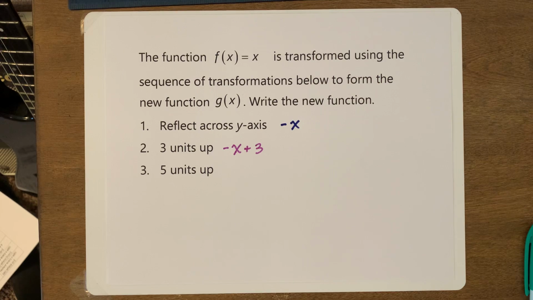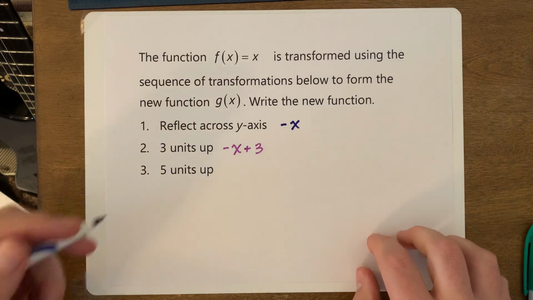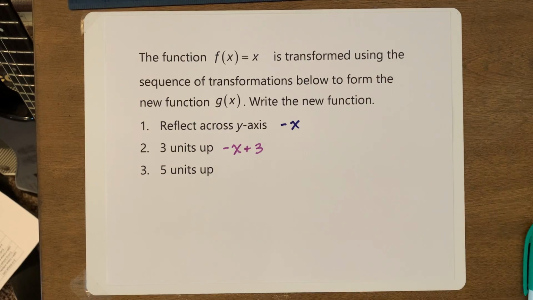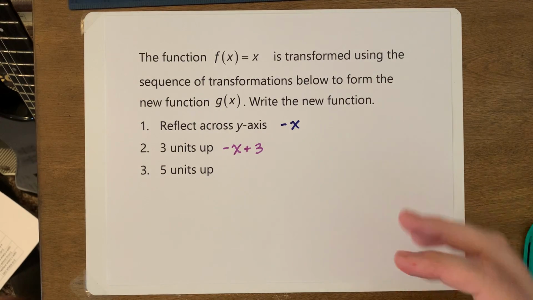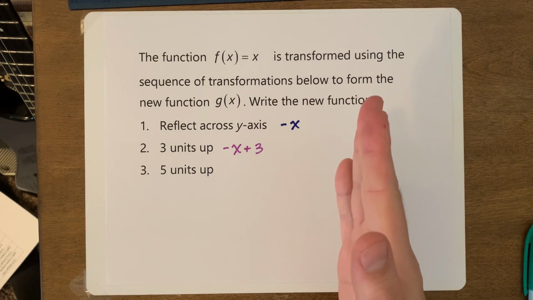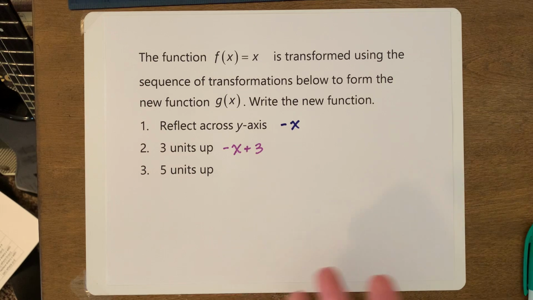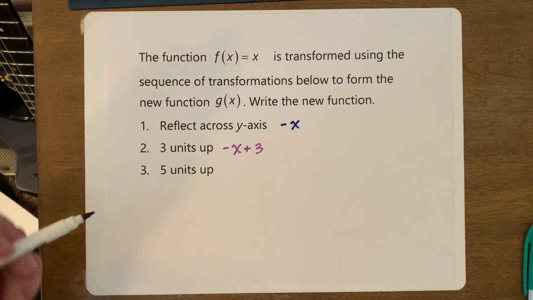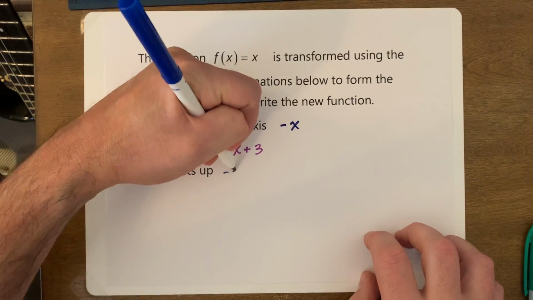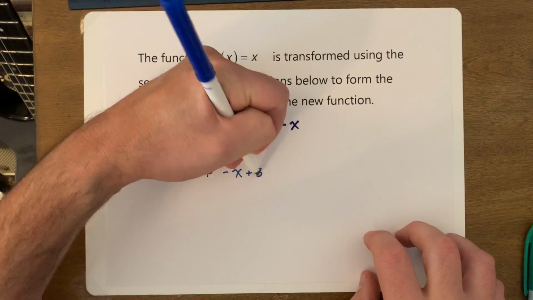And then finally we have 5 more units up, which seems kind of weird, but if you think about it, if you're playing a video game and you move your character 3 units up and then you move it 5 more units up using the joystick, this is how the CPU is handling this with its input, and you're actually taking negative x plus 3 and adding 5 more to that.